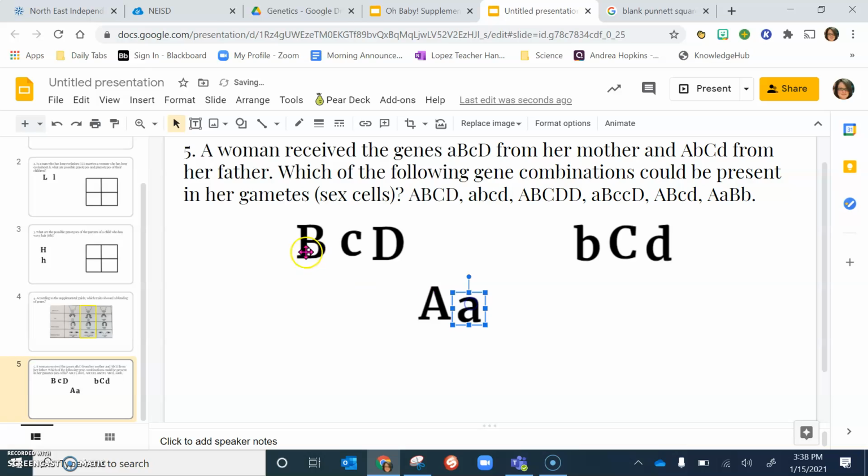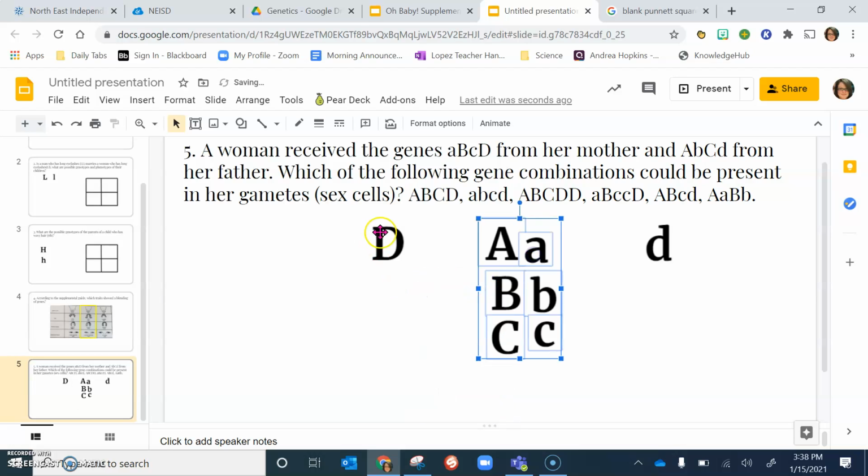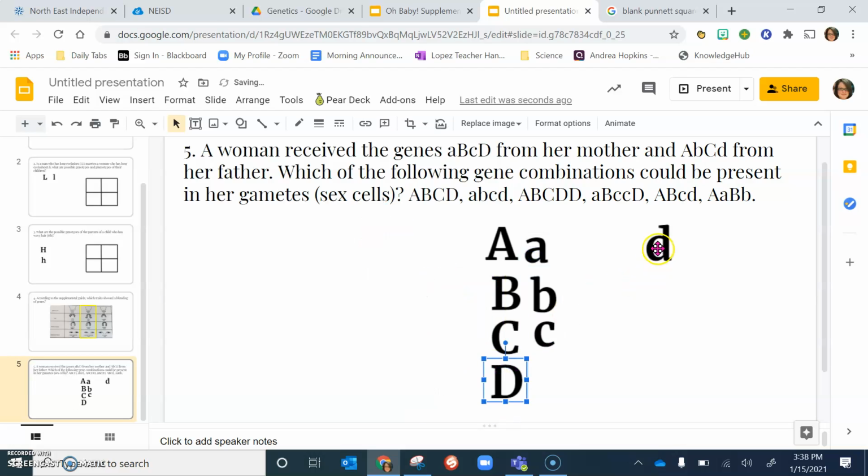So work out the idea that big B and little b, big A and little a, little c, big C, and of course I run out of room while I'm screen recording, so I'm just going to pick them all and move them. And then we have big D and little d. Okay, so remember, it's asking you which of those combinations could possibly be present in her gametes. So if these are 4 genotypes, I can only have 50%. I can only have one of each.